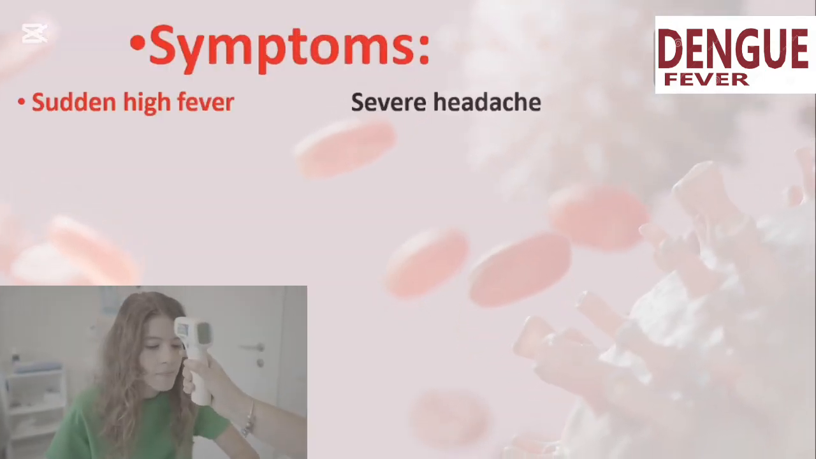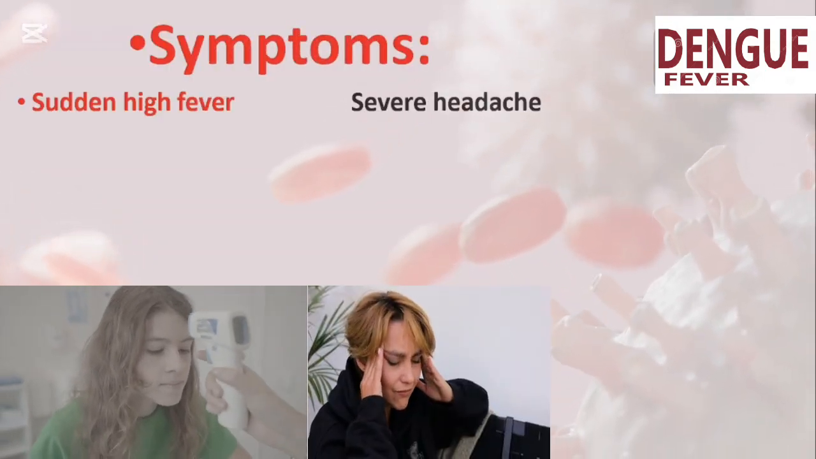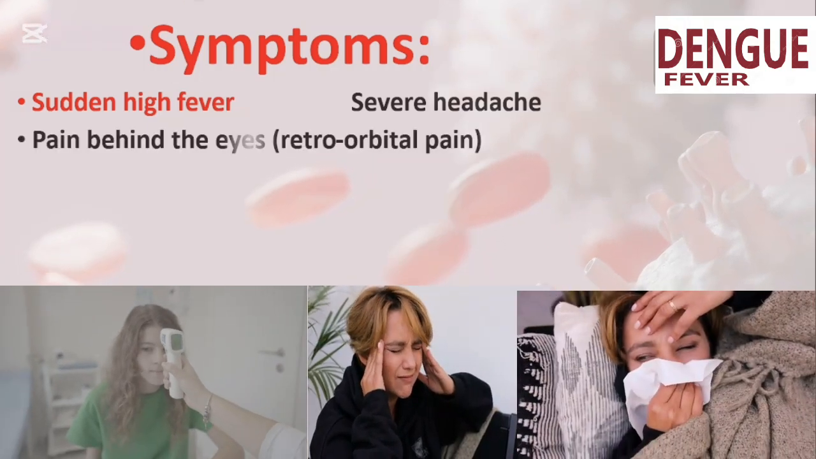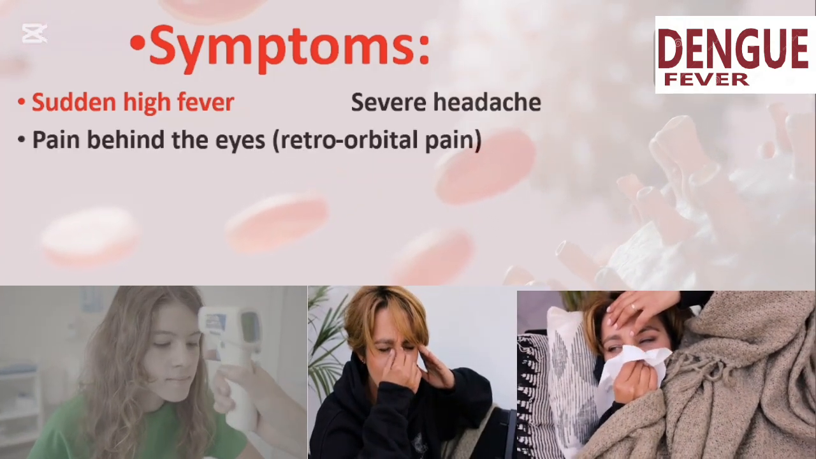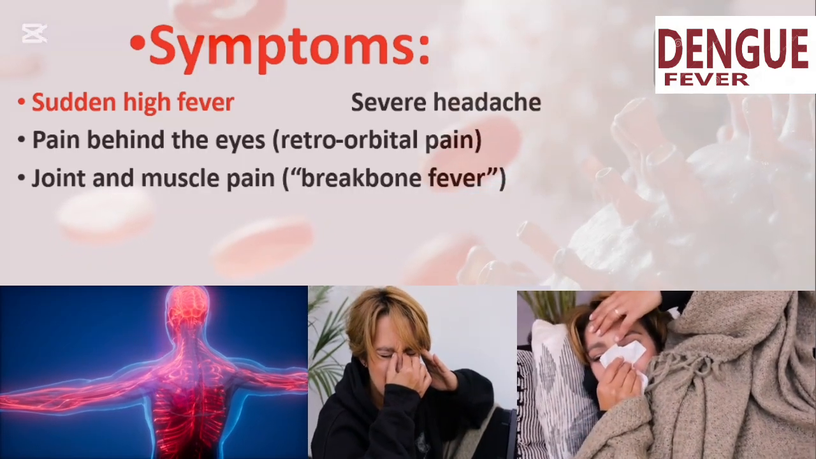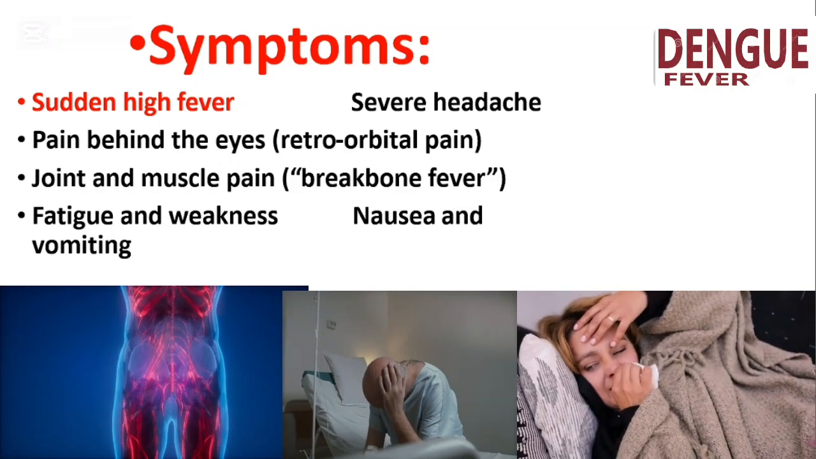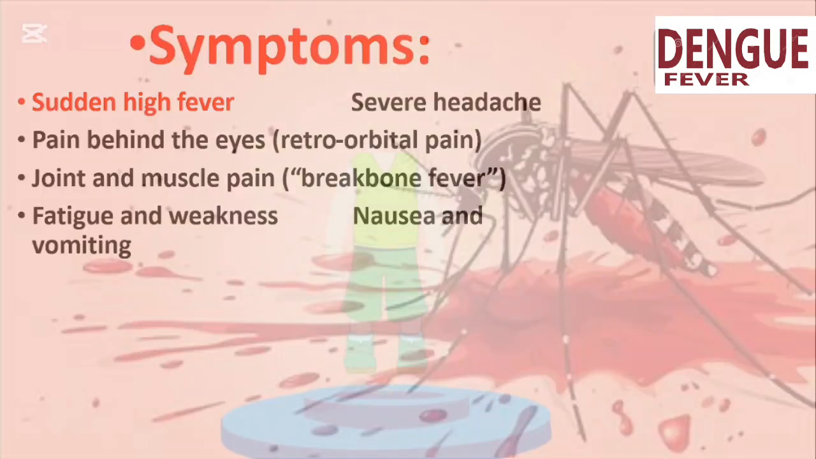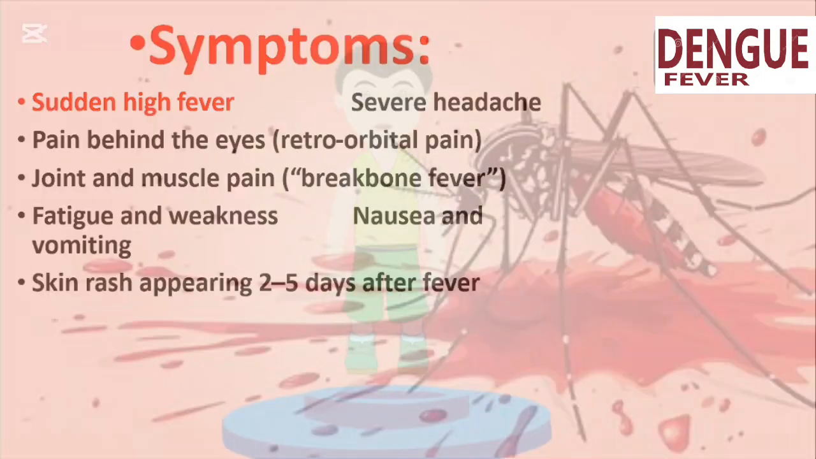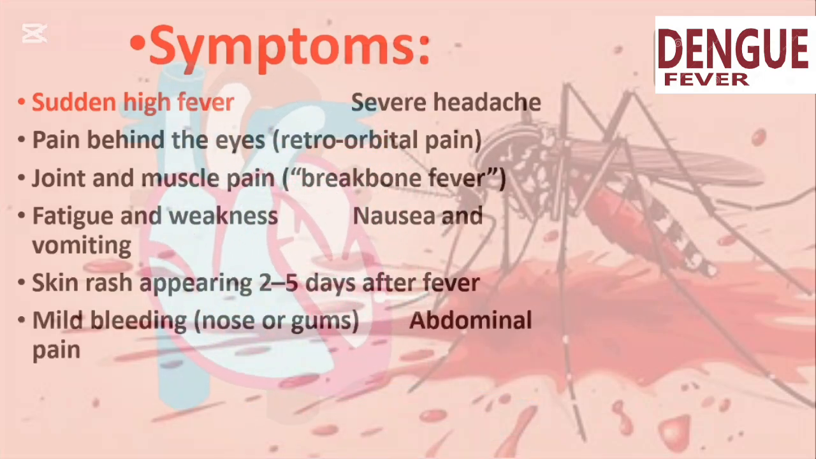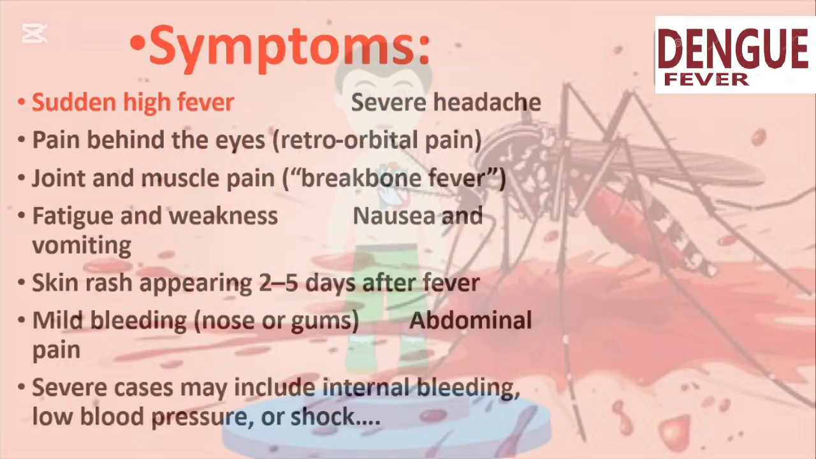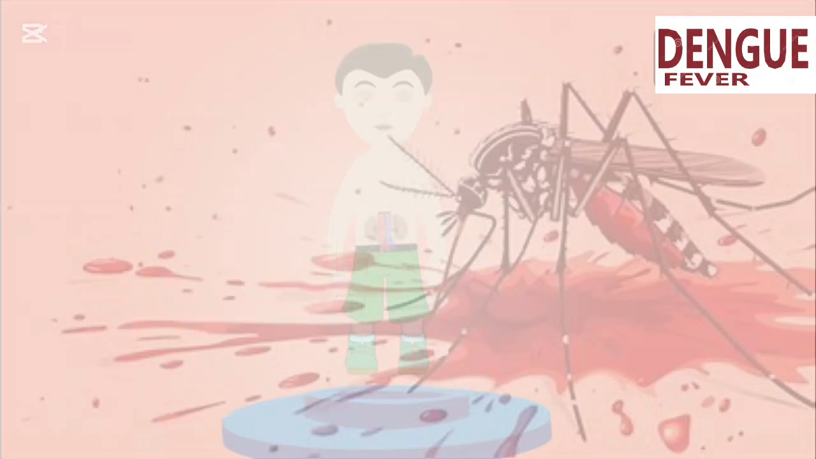Symptoms: 1. Sudden high fever. 2. Severe headache. 3. Pain behind the eyes, retro-orbital pain. 4. Joint and muscle pain, breakbone fever. 5. Fatigue and weakness. 6. Nausea and vomiting. 7. Skin rash appearing 2-5 days after fever. 8. Mild bleeding, nose or gums. 9. Abdominal pain. 10. Severe cases may include internal bleeding, low blood pressure, or shock.